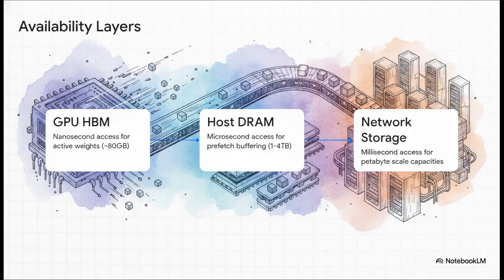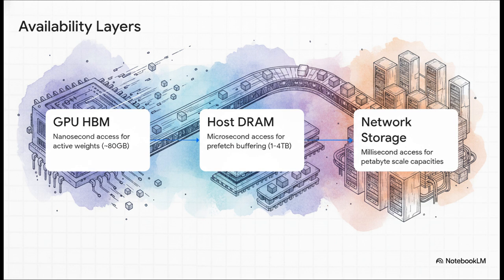I like to picture the whole system as a super fast worker standing right next to a conveyor belt. Step 1 is the GPU high bandwidth memory, or HBM. These are the worker's hands. It runs at blistering nanosecond speeds but has a pretty strict limit, usually around 80 gigs per GPU, and it holds the active model weights.